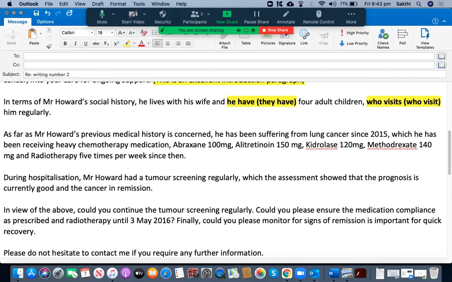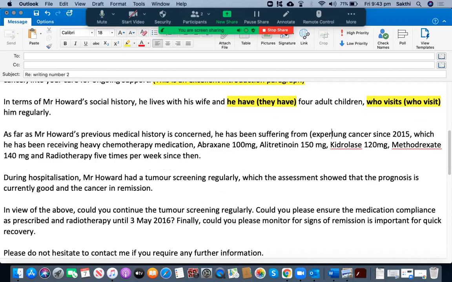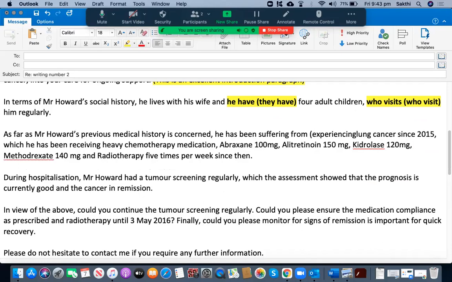Suffering from. It's better to use experiencing, because experiencing is more formal. This is not a major mistake, okay, because you're just using an informal phrase, but it's highly recommended to use experiencing instead of suffering.